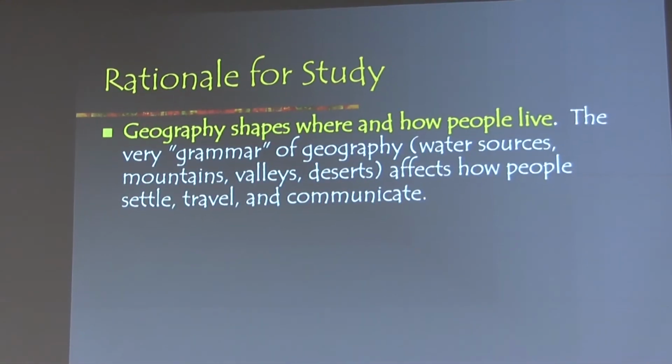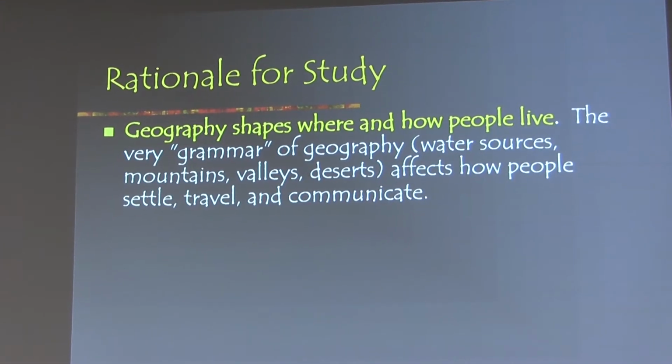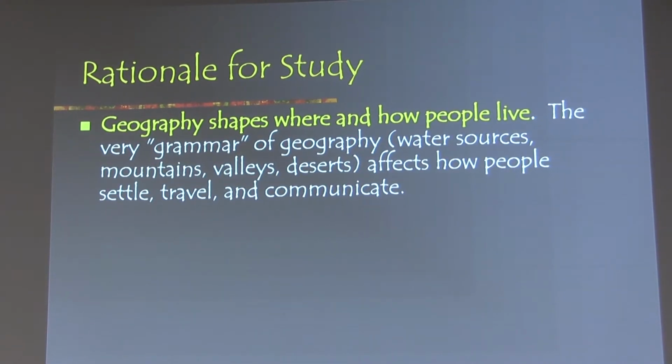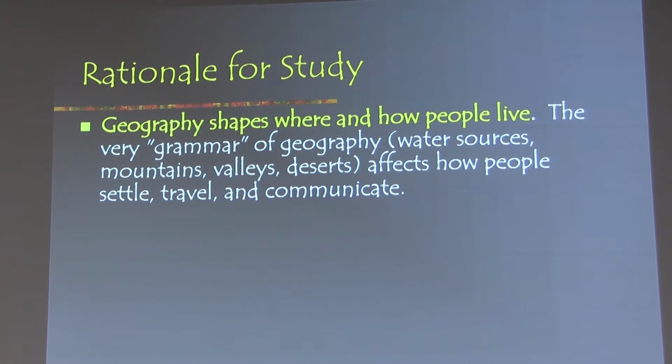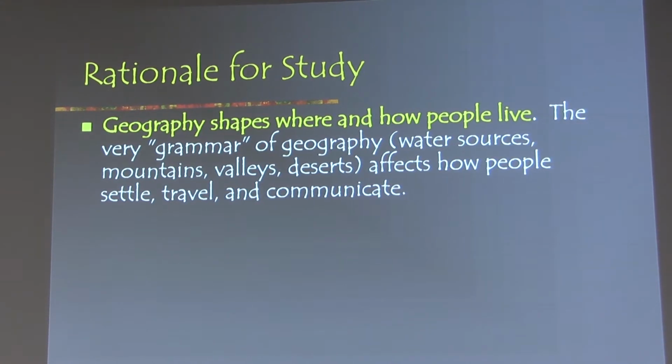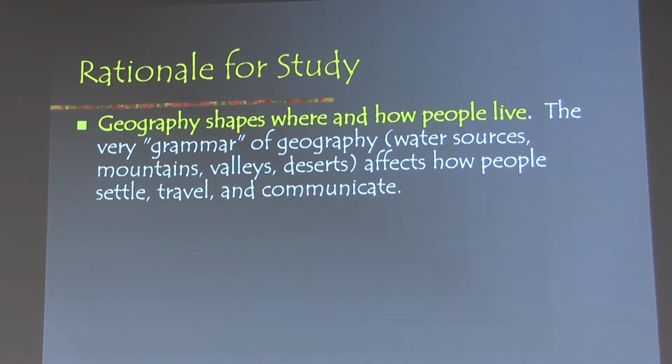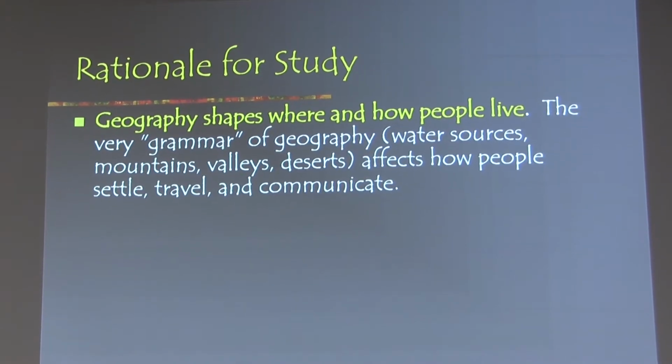Geography shapes where and how we all live. So you can read this as well as I can. Geography is made up of the study of water. We need water to live. It's made up of the topography of the land, whether there's mountains, whether there's valleys, whether it's desert or whether it's well clothed with green grass and trees and so forth and so on. This all affects how we live.